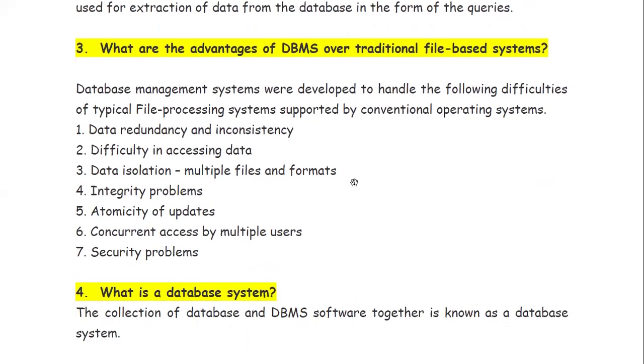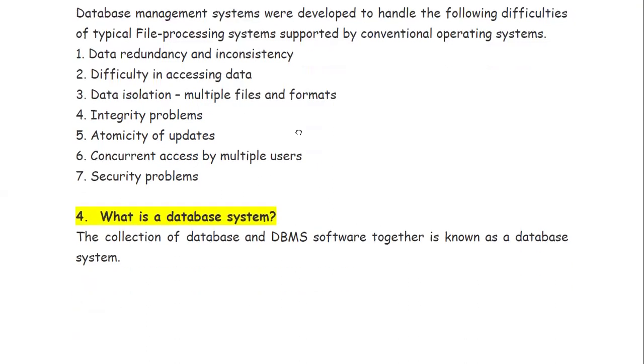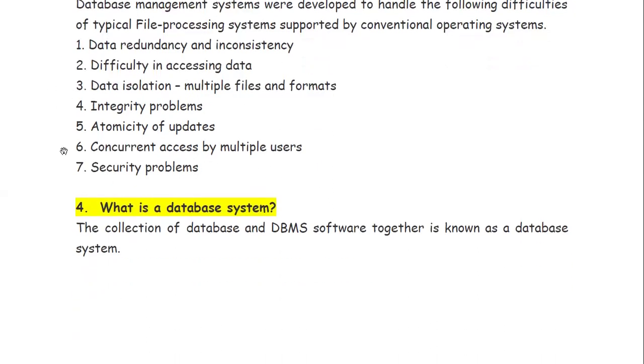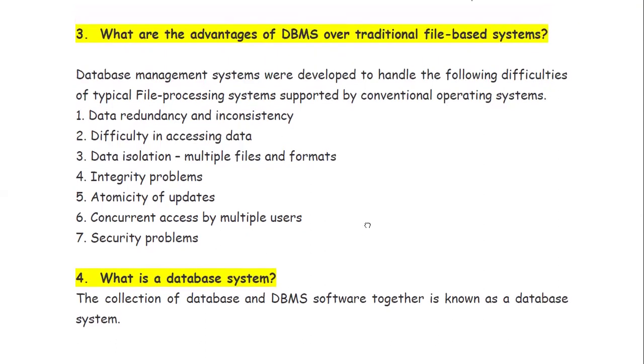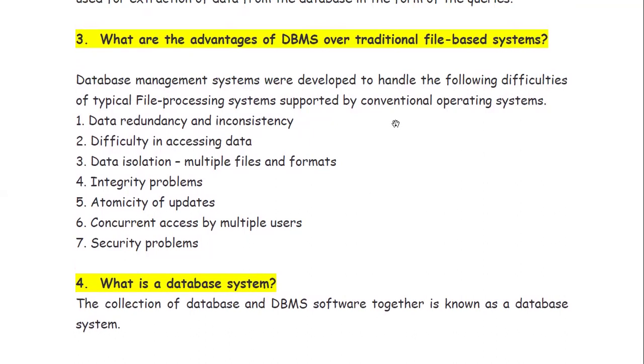Now, if we talk about the advantages of DBMS over the traditional file-based system, DBMS provides us a lot of different facilities with the help of which we can deal with problems like data duplicacy or data redundancy and inconsistency, difficulty in accessing data, data isolation, multiple files and formats, integrity problems, atomicity of updates, concurrent access by multiple users, and security problems. These are the things that helped DBMS gain more popularity over the traditional file-based system, right?